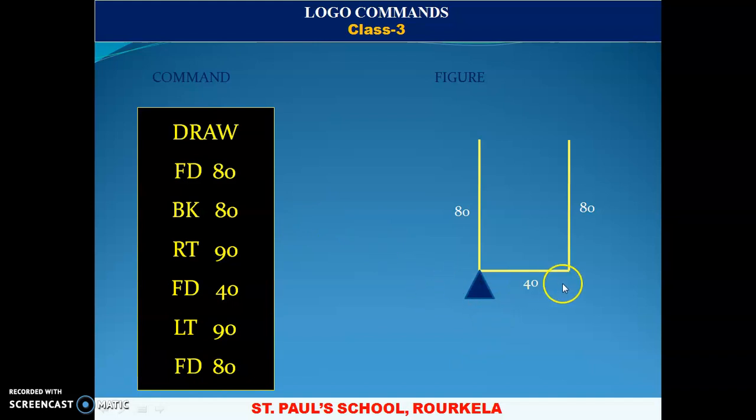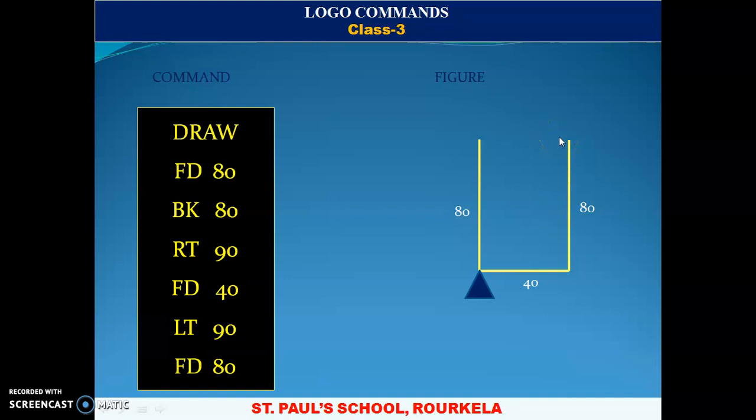It will draw this line. Now the turtle position is here. Then what will you do? Whether it is left side or right side, it is on the left side. Again you have to use LT90, then FD80, and it will draw this line. Now suppose instead of the turtle being here, your turtle is at this position. Then what will you do? Instead of using FD80, BK80, you can directly write BK80. Suppose your starting position is here. Then directly you can write BK80, then RT90, then FD40, then LT90, then FD80.